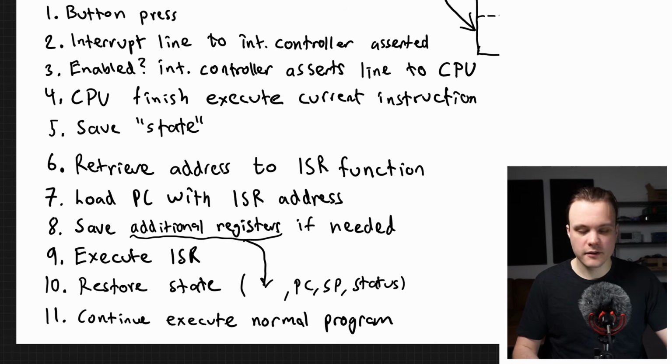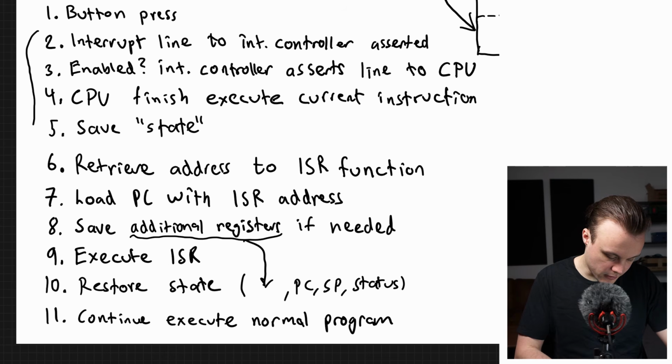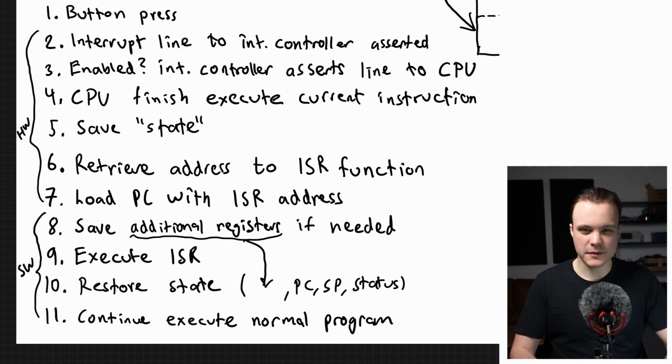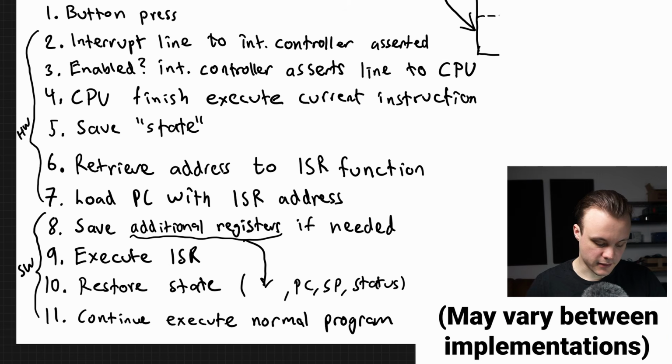And one thing to note here is that all of the steps between 2 until 7 are done entirely in hardware, and steps 8 to 11 are done in software. That means that from step 2 to 7, when the CPU is preparing for executing the interrupt handler, it doesn't actually spend any CPU cycles doing it, because that's done by hardware in parallel.